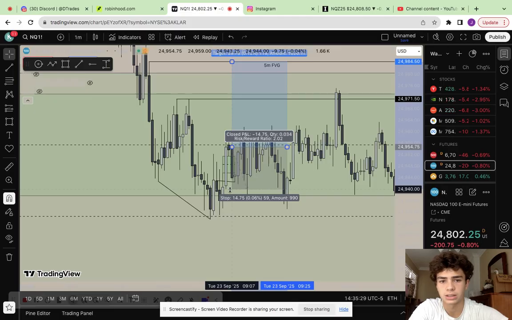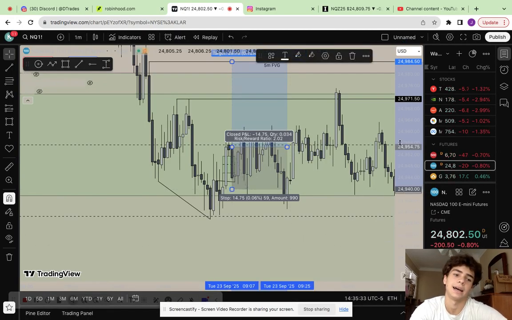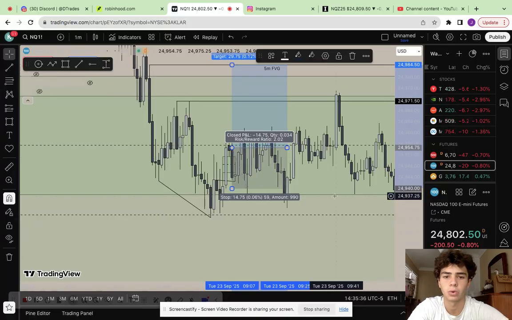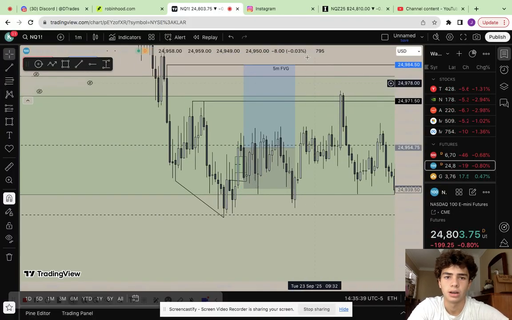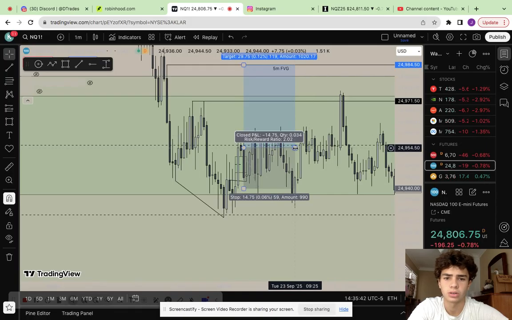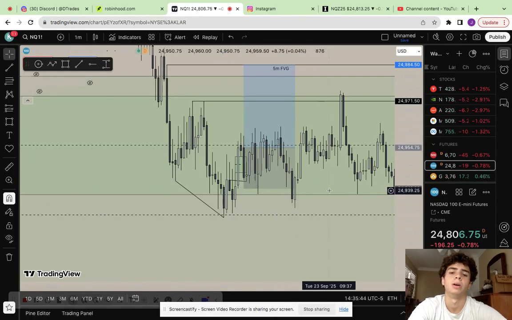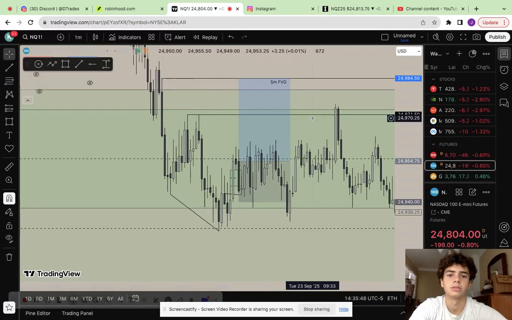So pretty tight stop. I was okay with risking what I was. Market ended up being super choppy, but overall, I was okay with this trade. My model showed up. Yeah, I mean, it happens.